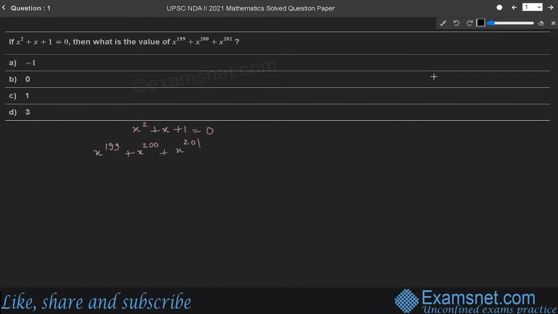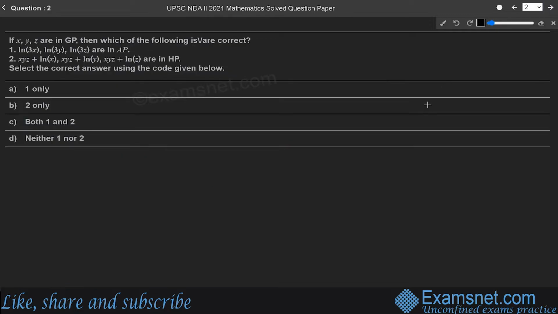Since it is given that x square plus x plus 1 is equal to 0, this value can be written as x to the power 199. Taking common, you can see that x to the power 199 is common in all the terms. So the remaining terms will be 1 plus x square. And we know that the value of 1 plus x square is 0. So putting the value here, the answer will be 0. Therefore, the correct option for this question is option number B, which is 0.